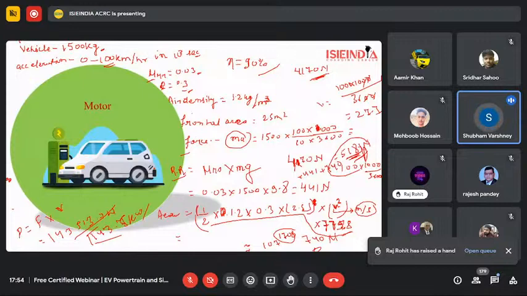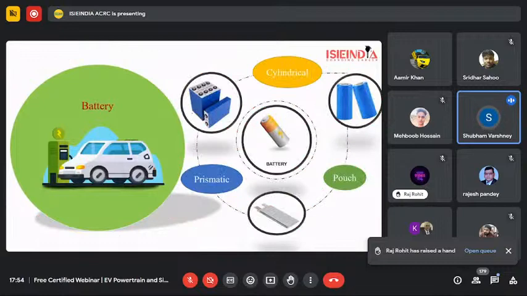Now this was about the motor and motor selection. Then we will talk about the power battery, because it is the main part of the EV powertrain. Depending upon the form factor, different types of battery are present: cylindrical, prismatic, as well as pouch. Pouch cells are used in our phones. Cylindrical cells are connected in either series or parallel configurations to fulfil the requirement.